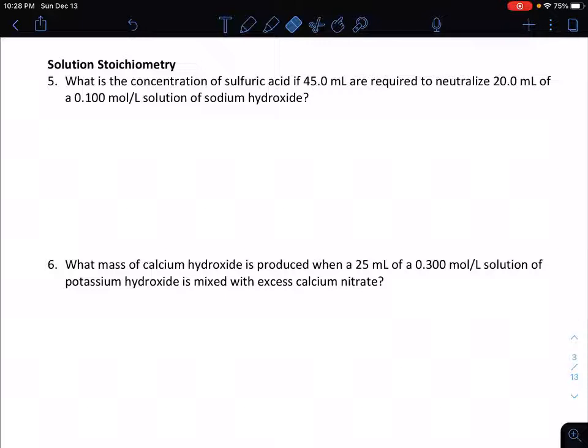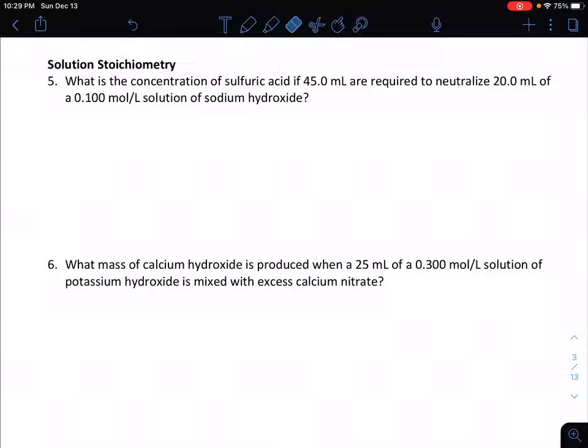But for some others of you, you're ready to the point of putting this all together. And you're going to see that when you finally learn how to do that, it speeds up the questions and also makes you less prone to error because you're not writing down numbers over and over again. So it says, what is the concentration of sulfuric acid if 45 mL are required to neutralize 20 mL of a 0.1 mole per liter solution of sodium hydroxide?